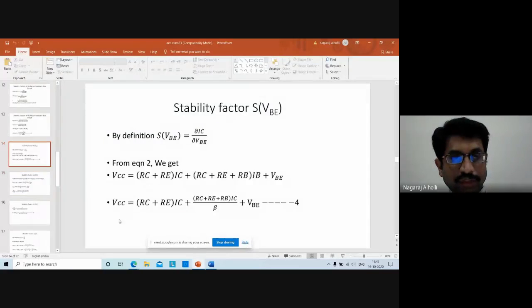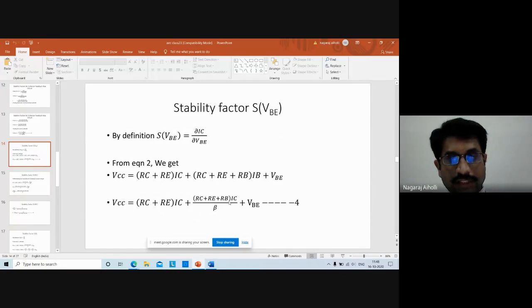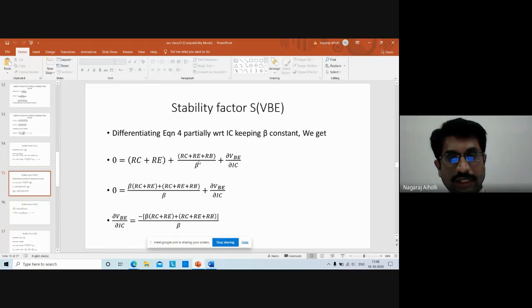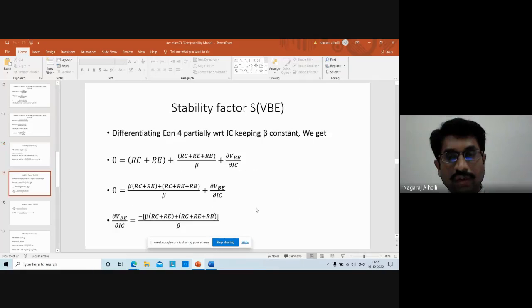What we got here: differentiation of VCC is 0, RC plus RE; differentiation of IC is 1, so it is RC plus RE plus RB by beta. These are all constant. Differentiation of IC with respect to IC is 1, so it is RC plus RE plus RB by beta, plus differentiation of VBE, dou VBE by dou IC.